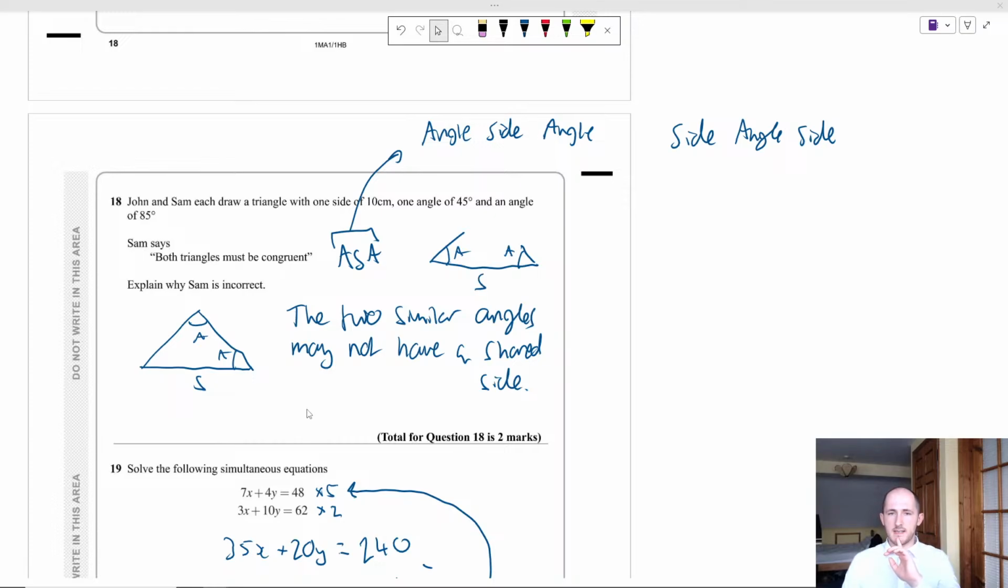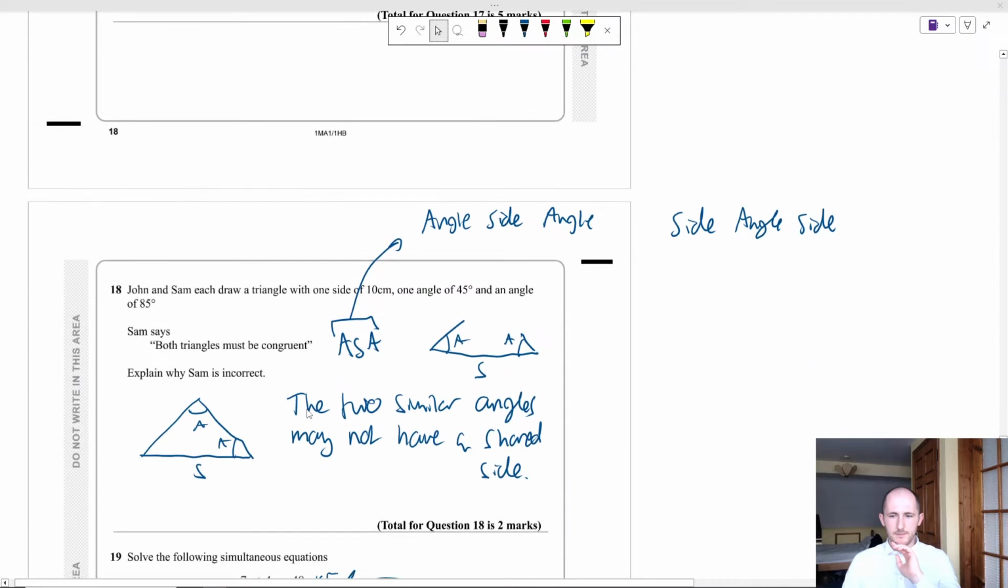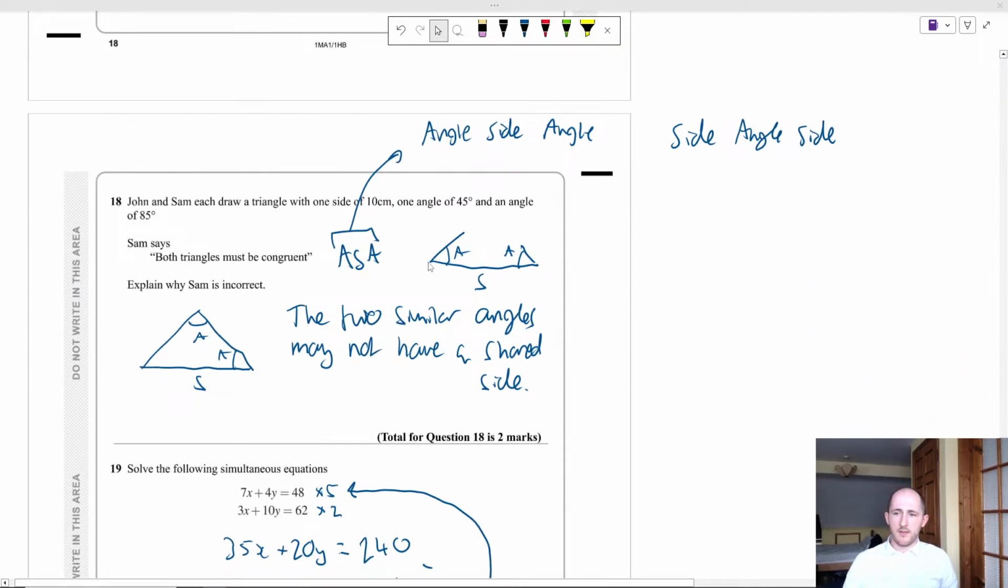It's not for GCSE explicitly. It's for Edexcel. So can you see, in this case, the angles are made up of the same side. But in this case, the two angles are not made up of the same side, so they're not congruent. Whereas in this case, the angles have a shared side.